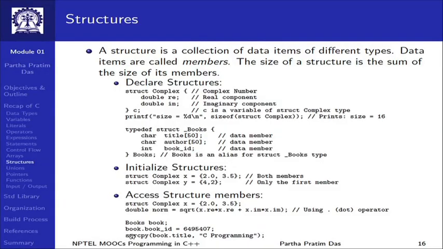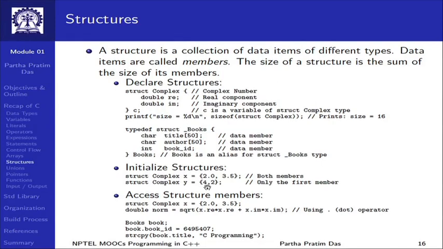So, if we look into the specific cases given in this code, then we are showing struct complex x initialized with 2.0, 3.5, which means 2.0 will be the initial value of the first component, which is RE. So, you just read them from top to bottom and read this list from left to right and correspond them. So, 3.5 will be the initial value of IM. So, x will become a complex number 2.0 plus j 3.5, if we think of it that way.